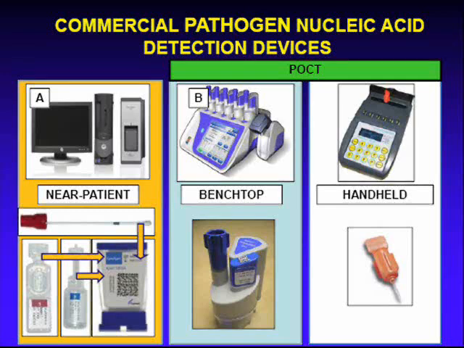This slide shows commercial pathogen nucleic acid detection devices. On the left is a device from a Sunnyvale, California-based company called Cepheid.